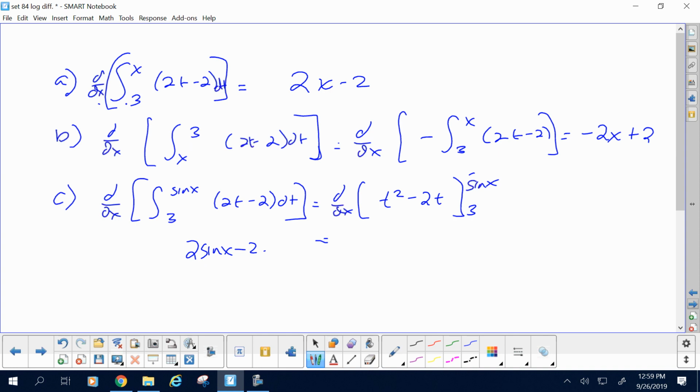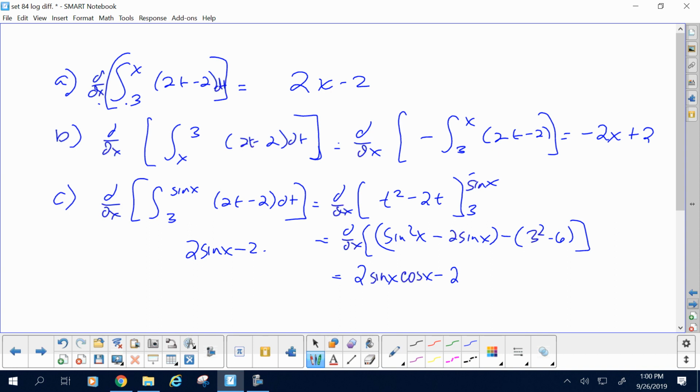Now what do I do? Take the derivative or evaluate using the fundamental theorem? Fundamental theorem. By fundamental theorem, this is sine squared x minus 2 sine of x minus 3 squared minus 6. Do you agree? Okay. Now I take the derivative. The derivative of sine squared, what is it? 2 sine of x cosine of x, minus the derivative of 2 sine of x, which is 2 cosine of x.